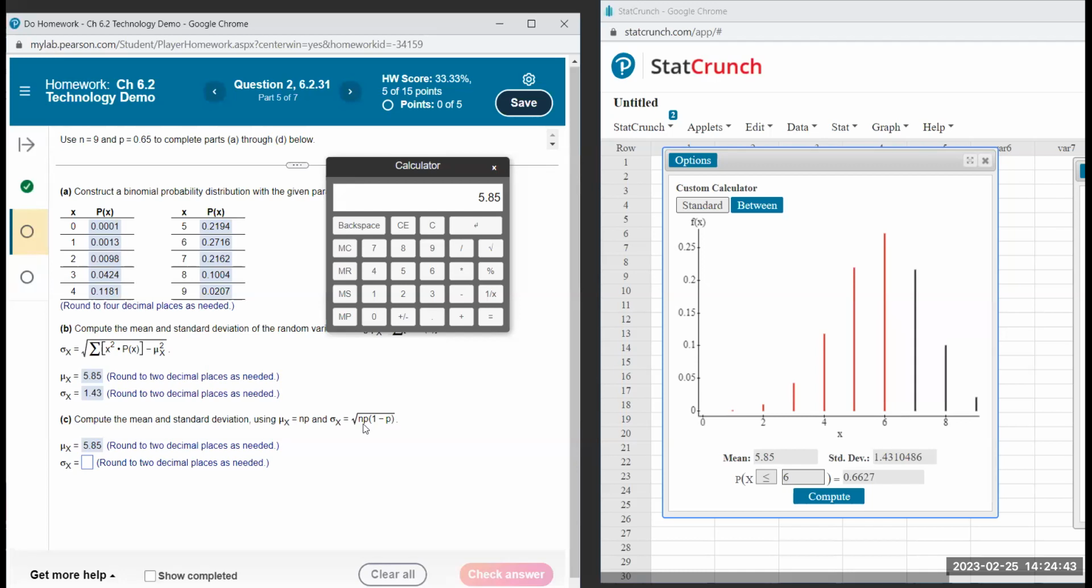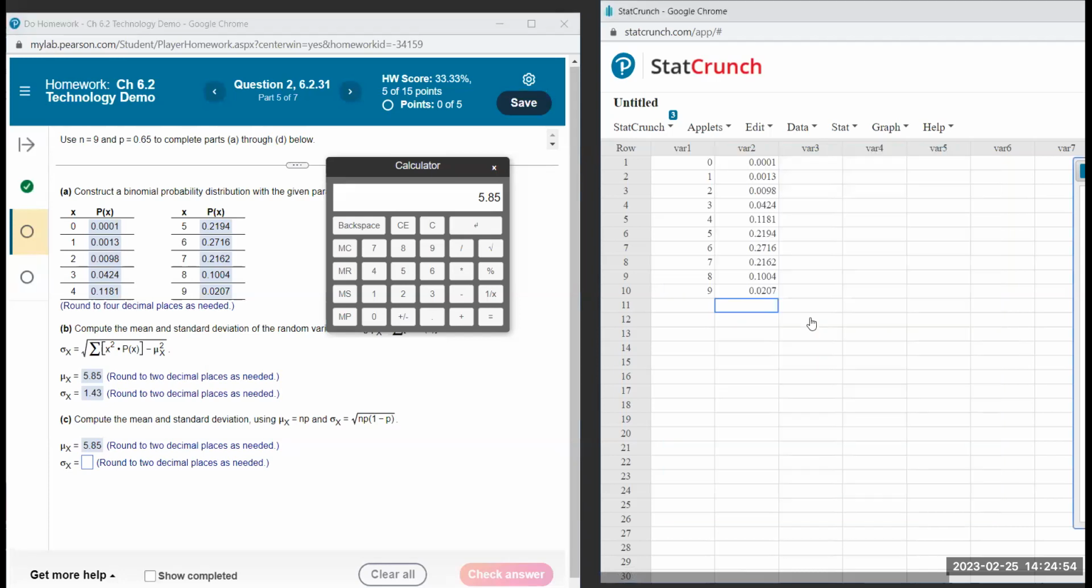This one says multiply n and p again, which is 5.85, times 1 minus p, times 1 minus 0.65. So the way that would look is 1 minus p would be 1 minus the probability, 0.65. And if I did that on the calculator, it's 0.35. So it's like the probability of a failure. If there's a 65% chance of rain, there's a 35% chance of no rain. So these are the yeses and these are the no's. 65% chance of a success, which is rain, and then 35% chance of a failure, no rain.